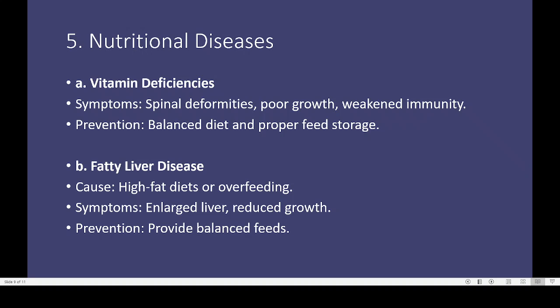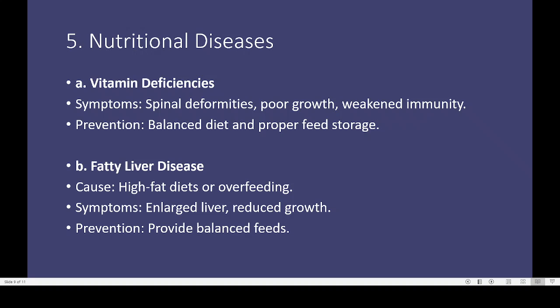Another is fish fatty liver disease. In case of fatty liver disease, it is most of the time caused by a high fat diet or overfeeding. So if we are giving our fish in the pond too many nutrients, that will lead to this fatty liver disease. What happens is that an enlarged liver will be there.